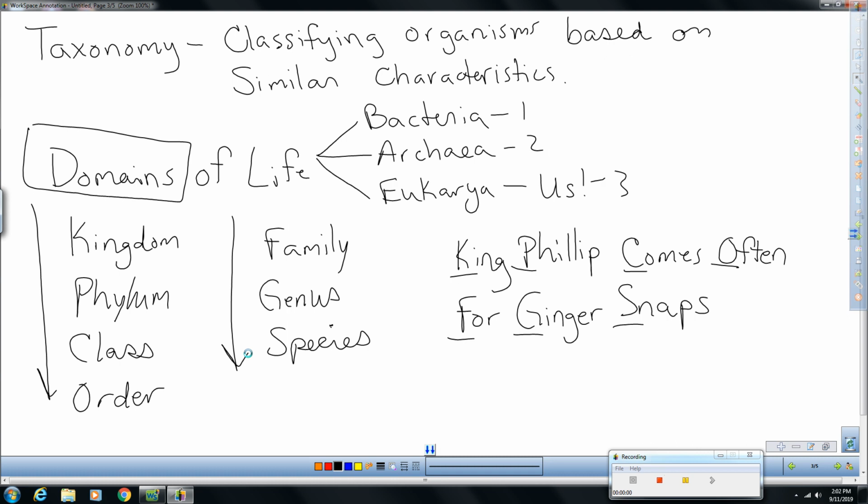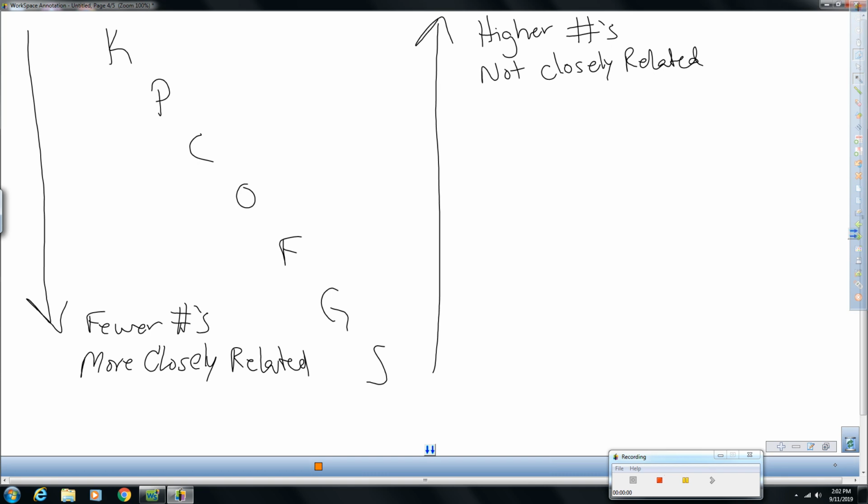The taxonomy kind of code, so to speak, is "King Philip comes often for ginger snaps." That helps remind you of the order that they go. You have kingdom, phylum, class, order, family, genus, species. As they move down that line, if they have those categories in common, that means they're really, really closely related. If they don't have those categories in common, they are not very related at all. Again, King Philip comes often for ginger snaps as a way to help remember that order.